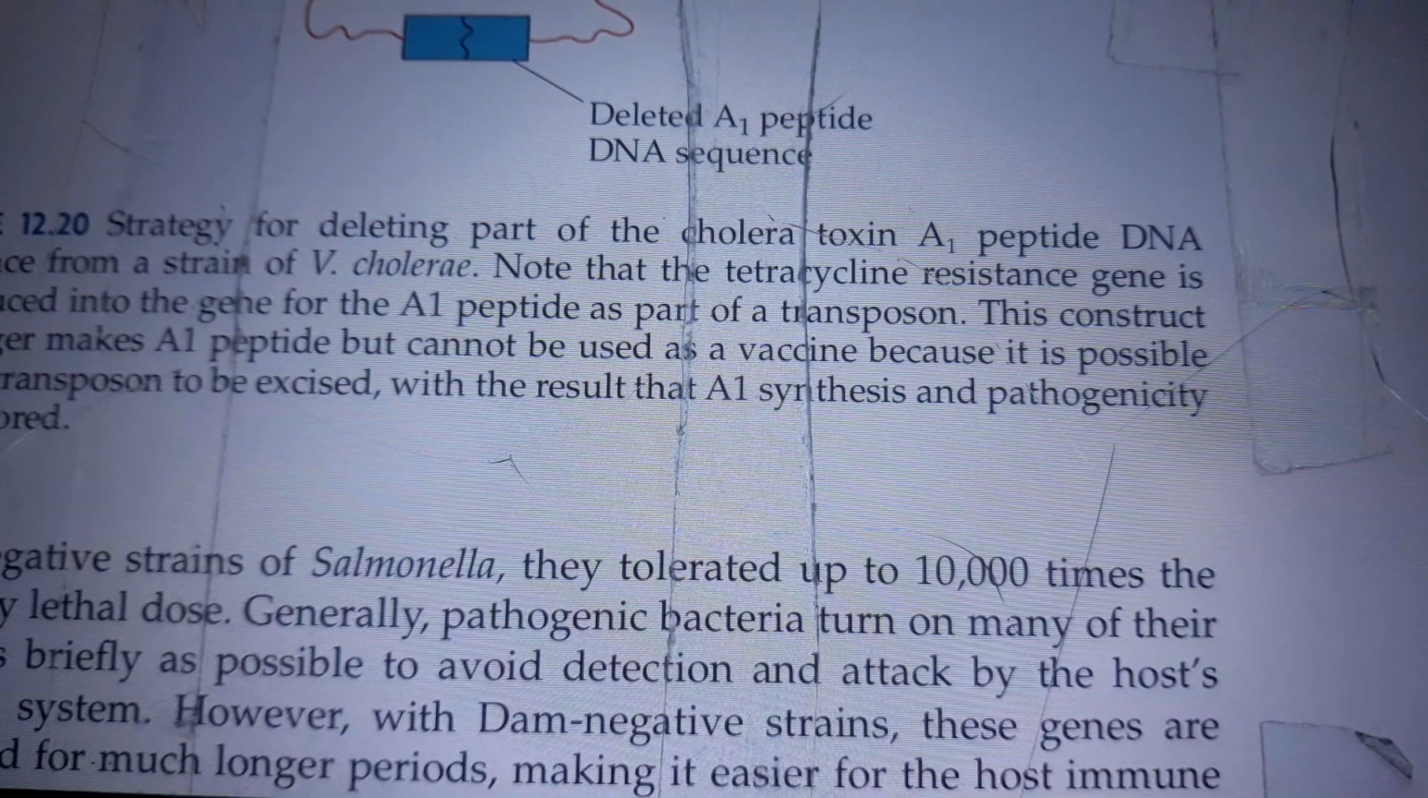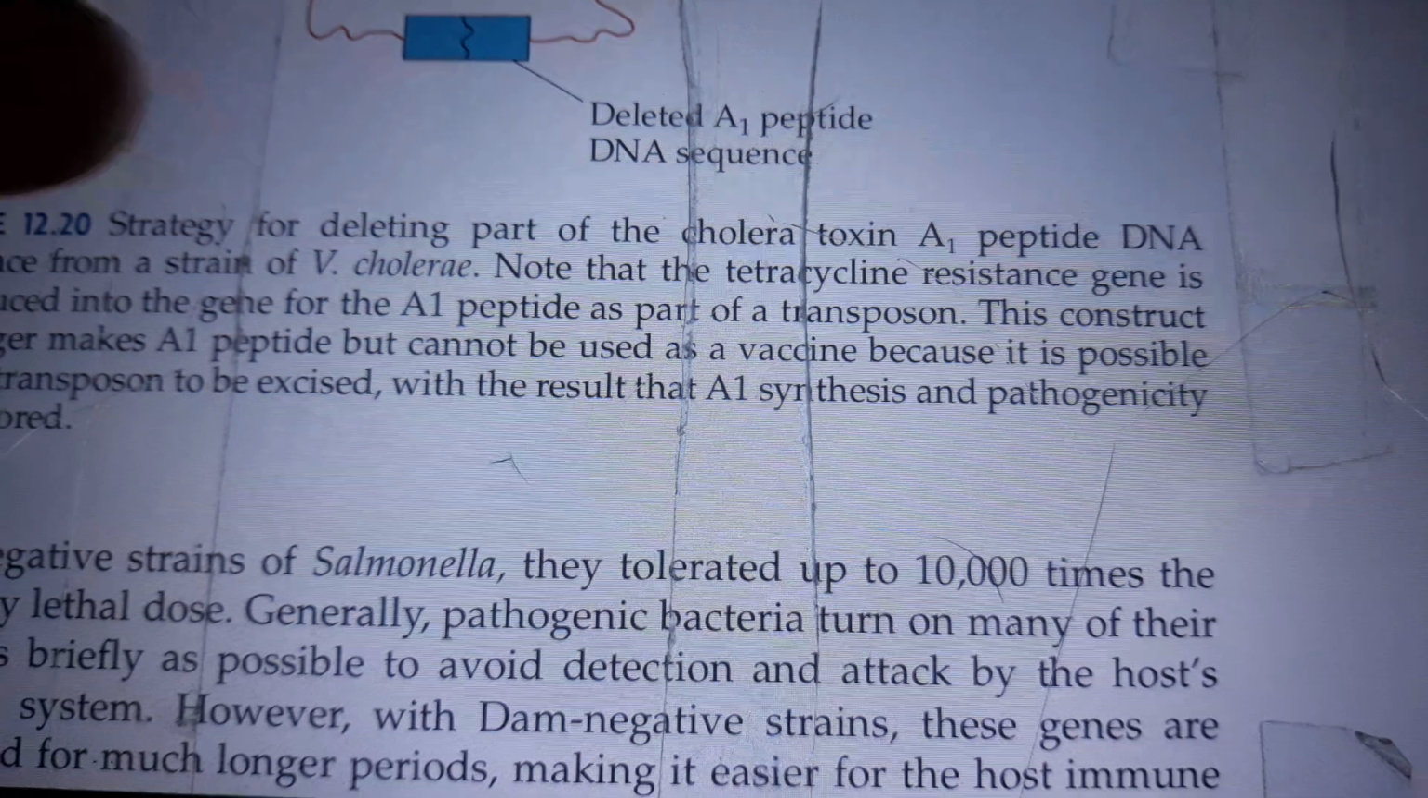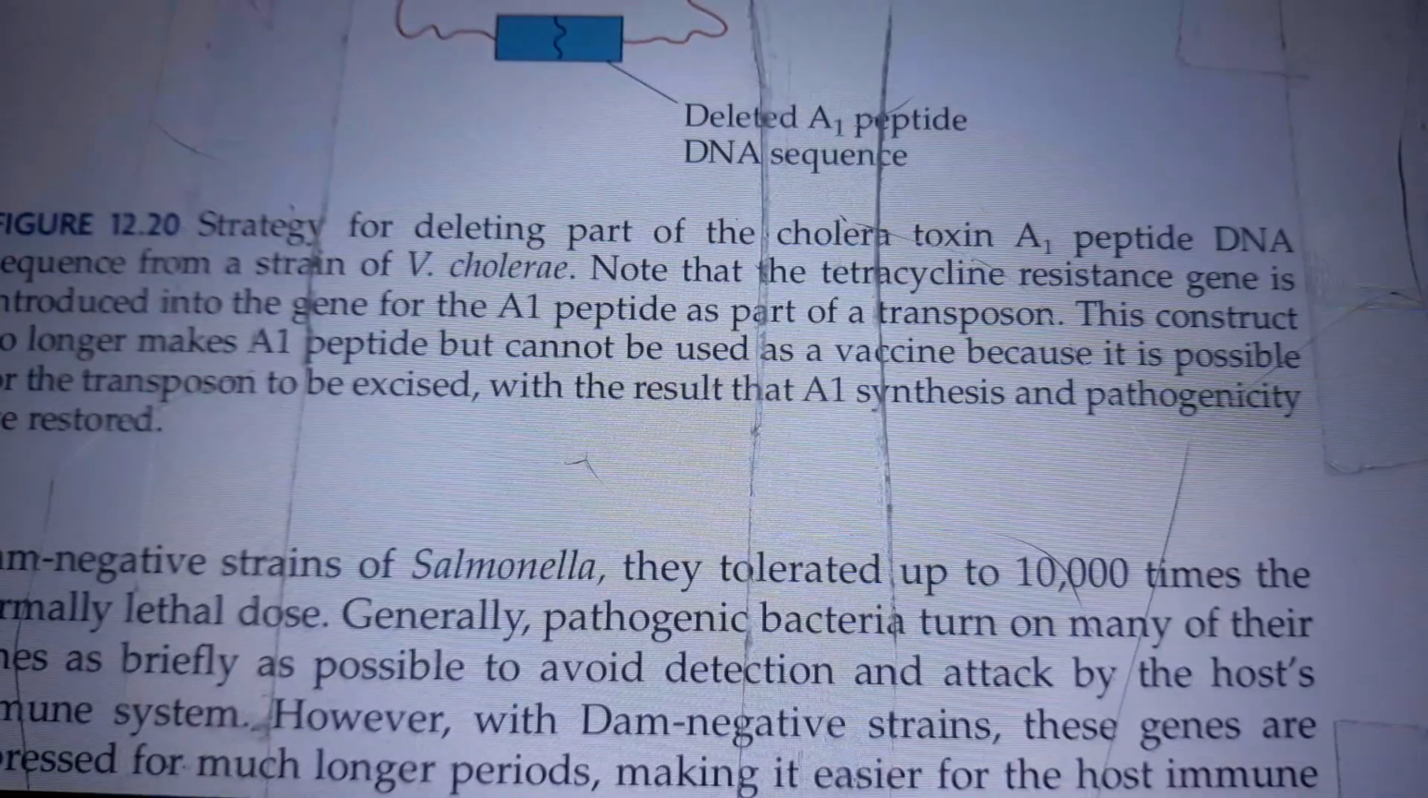The next is figure 12.20, which is a strategy for deleting part of the cholera toxin A1 peptide DNA sequence from a strain of V. cholerae. Note that the tetracycline resistance gene is introduced into the gene for the A1 peptide as part of a transposon. This construct no longer makes A1 peptide but cannot be used as a vaccine because it is possible for the transposon to be excised, with the result that A1 synthesis and pathogenicity are restored.